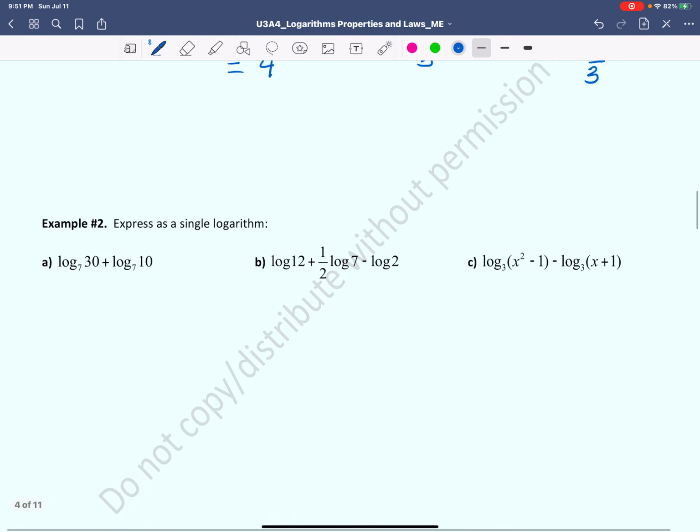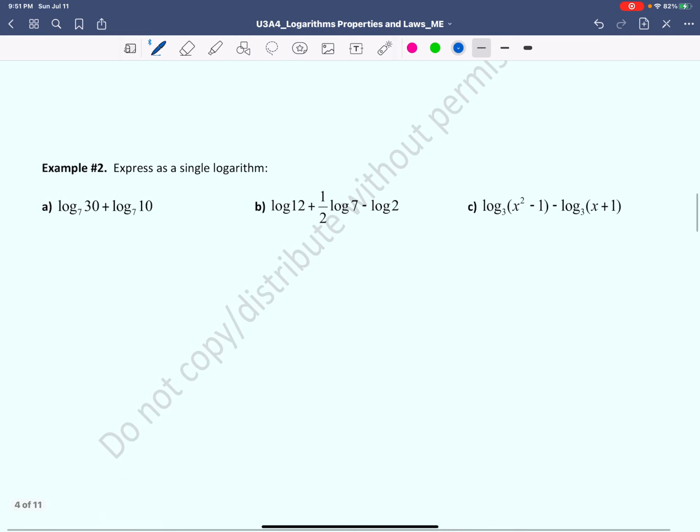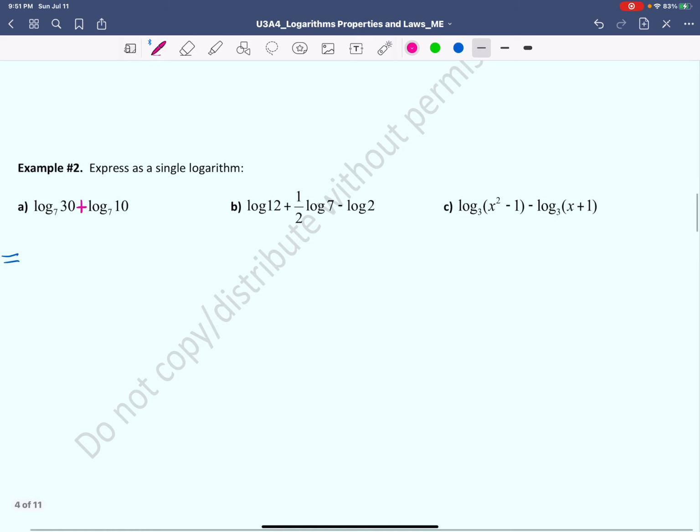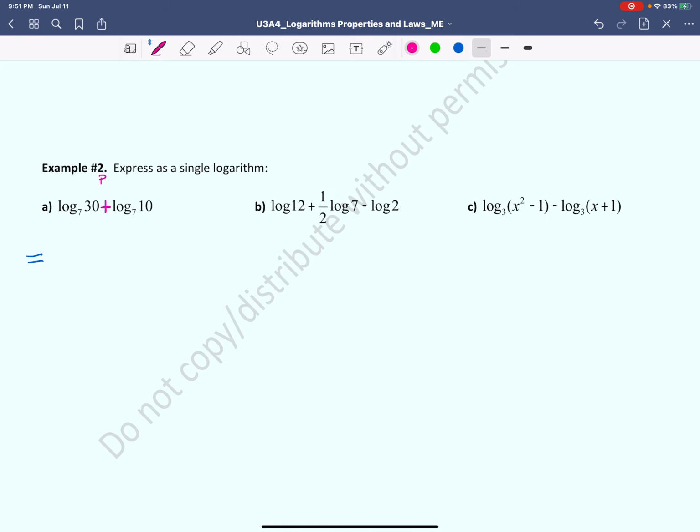Now, in the next question, we have to express a single log. So we have 2 terms here, 3 terms here, and we have some variables inside the log here. So let's get started. So I see here we have a plus, that means product law. Log with base 7 of 30 plus log with base 7 of 10 is 30 times 10. That's log with base 7 of 300.